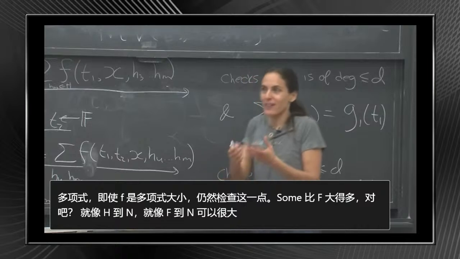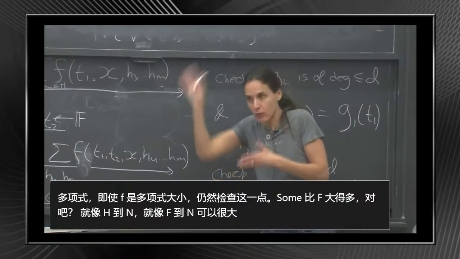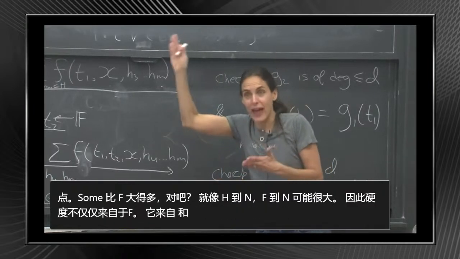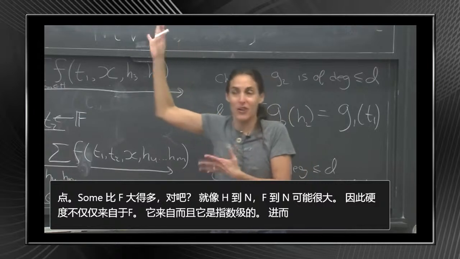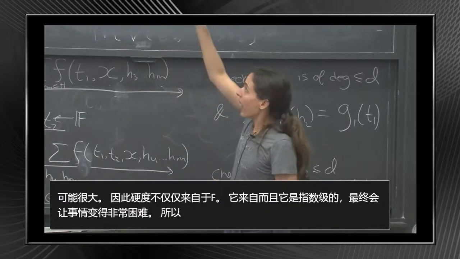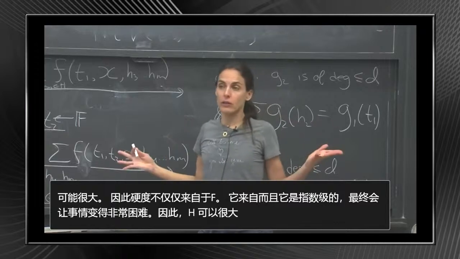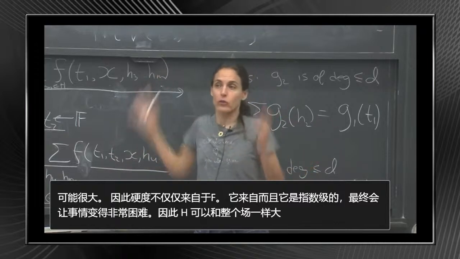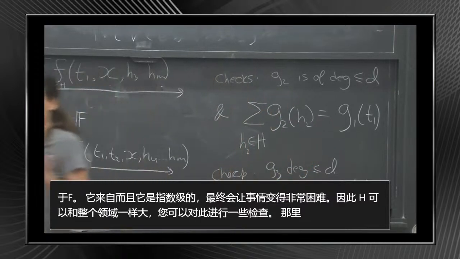So the hardness does not come only from F, it comes from N. It's exponential in N. It's the M that kind of makes it very hard. And so H can be as large as the entire field. And you can run some check over that too. It's still an interesting protocol.